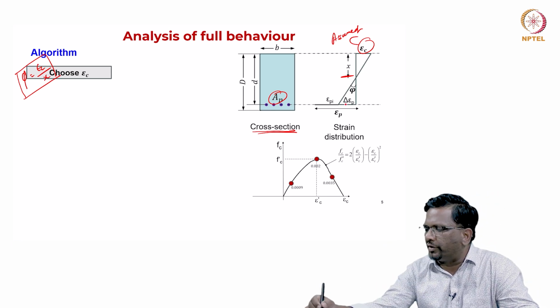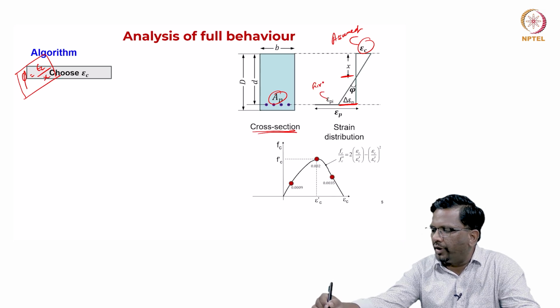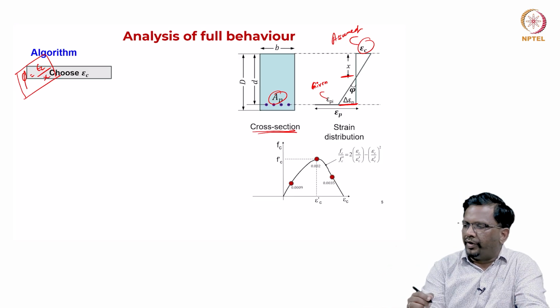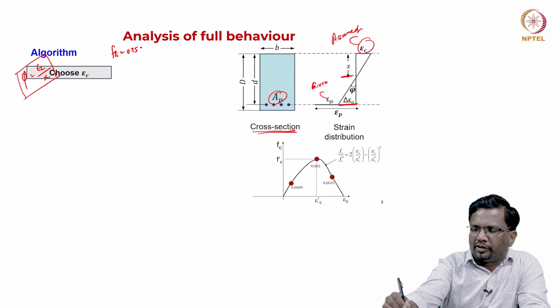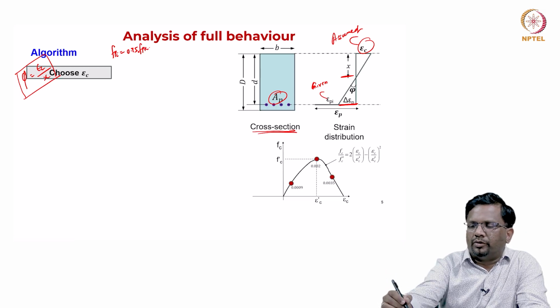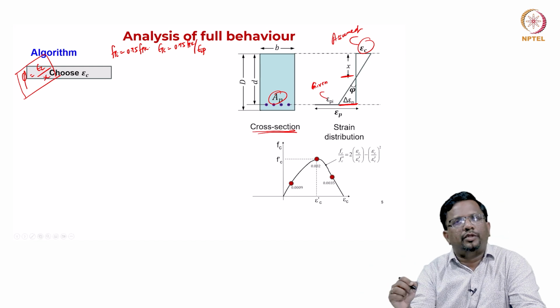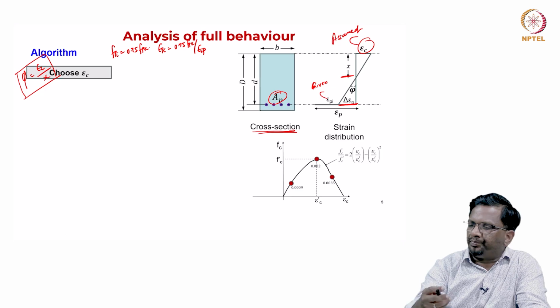Once epsilon c is assumed and x is assumed, then you know what the strain distribution is. So, from this similar triangle, now I can get delta epsilon p, because epsilon pi is given. Typically, how is this given? FPI, I told you, typically we take as 0.75 times your FPK. So, epsilon pi is going to be 0.75 times FPK divided by EP, using your stress strain curve equation. So, this is what we are going to do.